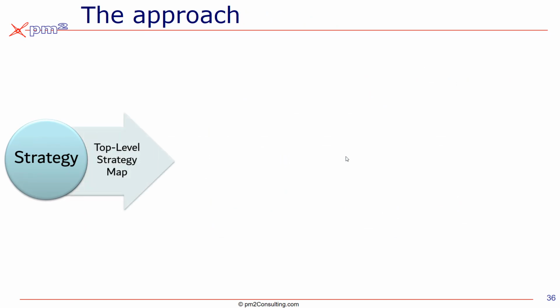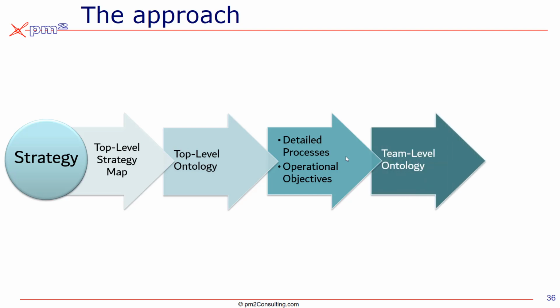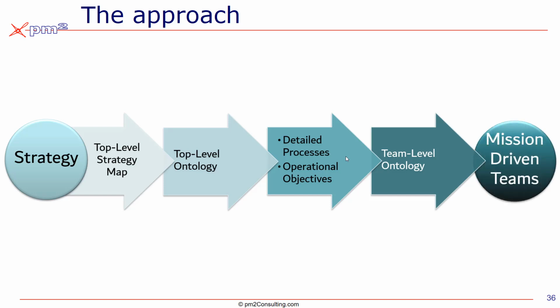So again, the simple summary of the process is this. We start off with a strategy and we build that top level strategy map. From there, we build that top level ontology. So now we've got the big picture, so we make sure anything we do is aligned to that mission and top-level cascade. From there, we're going to do the detailed process development and the cascade of the strategic objectives down to this year's operational objectives. From there, we do the team-level ontology, and of course the output of that team-level ontology becomes those mission-driven teams.